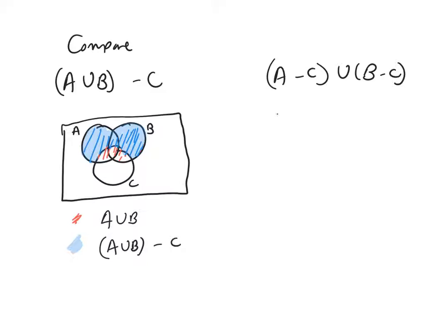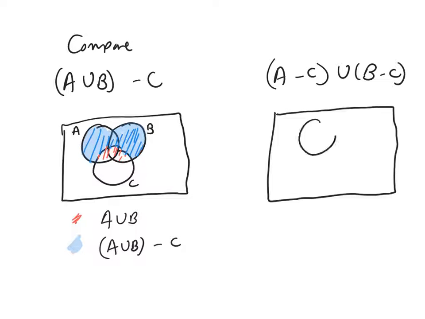Let's draw the next Venn diagram over here. And again, I have three sets, A, B, and C. So the first thing I'm going to shade in is A minus C. So you're going to take the A circle and you're going to remove the part that's inside of the C circle.